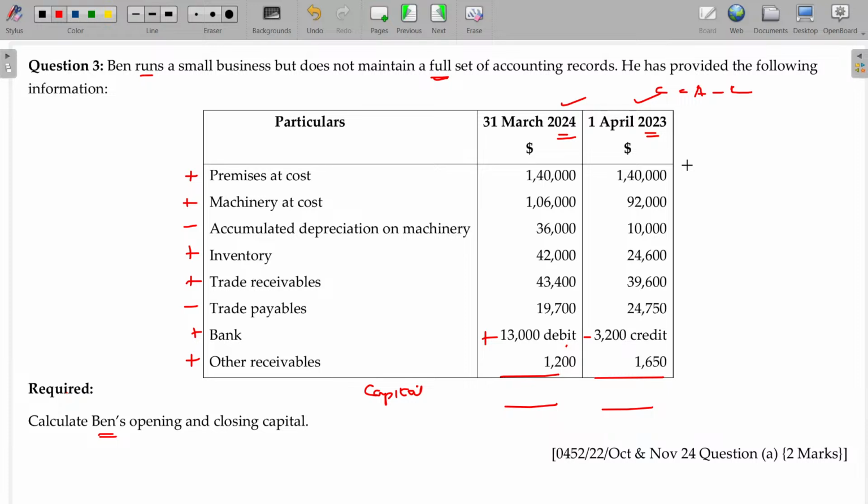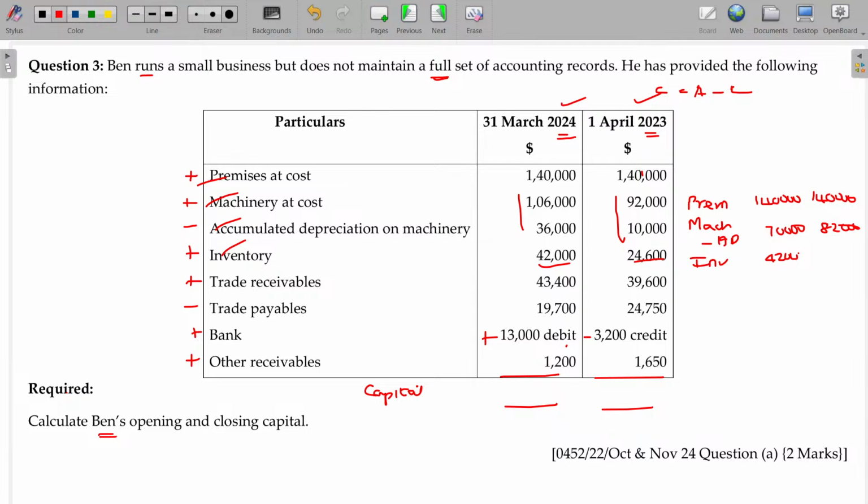All the assets are added, or you can write in a systematic manner also. Okay, this way. Premises 140, 140. Machinery 106 less accumulated depreciation 70. 92 minus accumulated depreciation 82. Inventory 42.